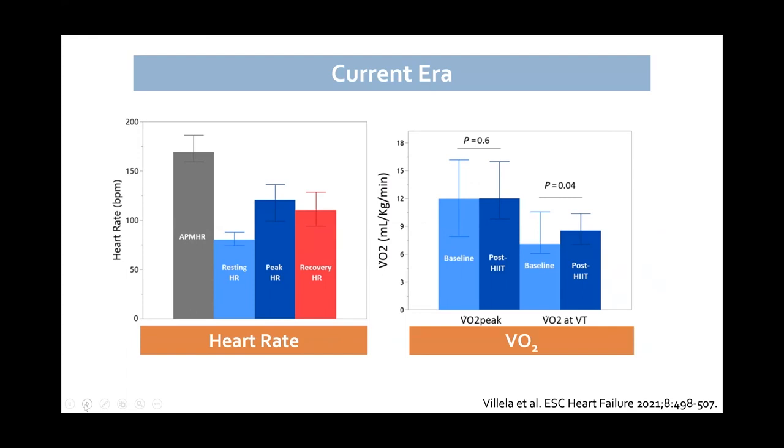You can see on the left-hand side, the predicted maximal heart rate is in the gray bar, and you can see the resting heart rate in sort of the light blue. But even when patients are at peak exercise, they're really nowhere near their predicted maximal heart rate. So there's a number of things that may limit our ability to exercise these patients, and we have to change our thinking about how to assess exercise in these patients.